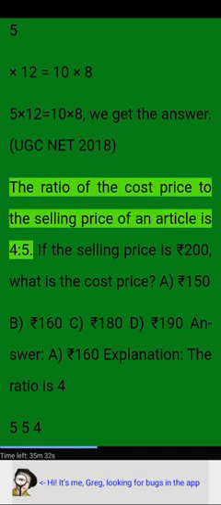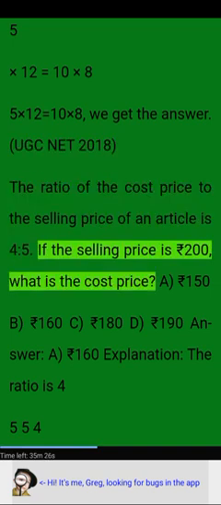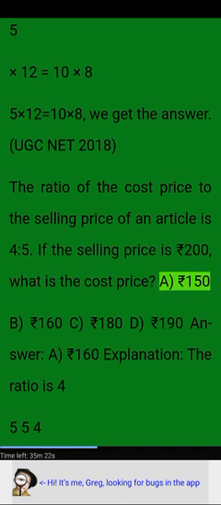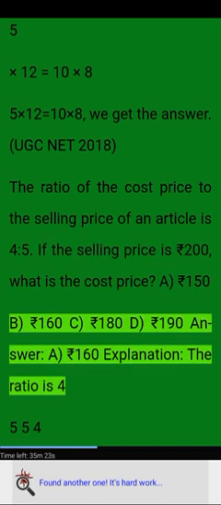The ratio of the cost price to the selling price of an article is 4:5. If the selling price is 200 rupees, what is the cost price? A. 150 rupees. B. 160 rupees. C. 180 rupees. D. 190 rupees. Answer. B. 160 rupees. Explanation.